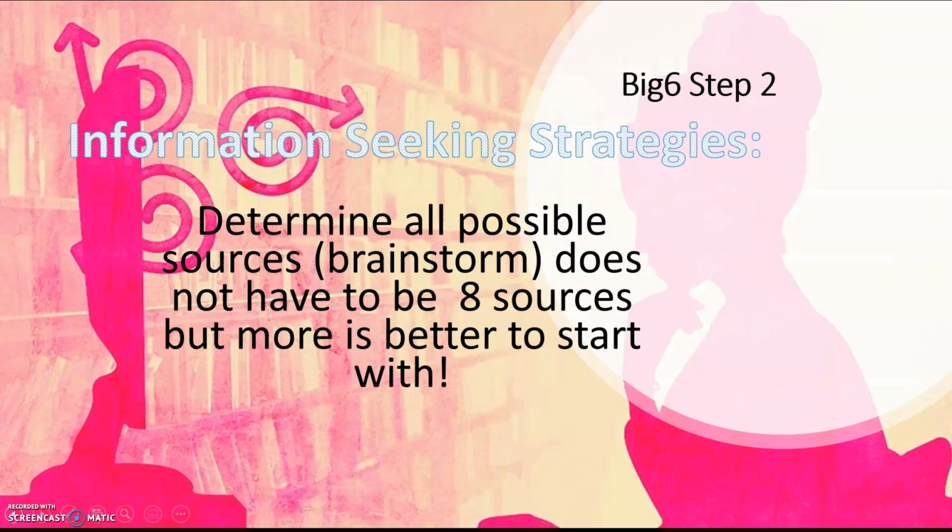Your second step is information seeking strategies. So you've got to think about all the different sources that you could possibly get information from on your particular topic. You can start out with 8 sources, but again, more is better. If you can get up to 20, that way if you can't use all 20 and you have to narrow it down to 5, you're not stuck with a very short list at the beginning.